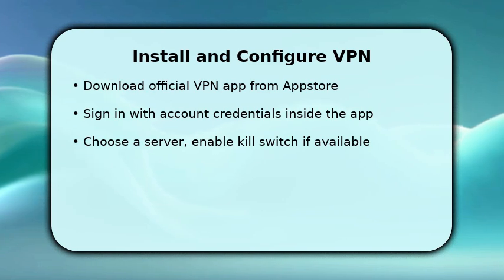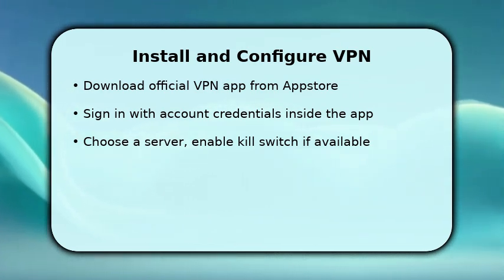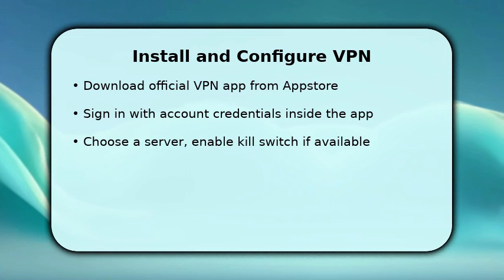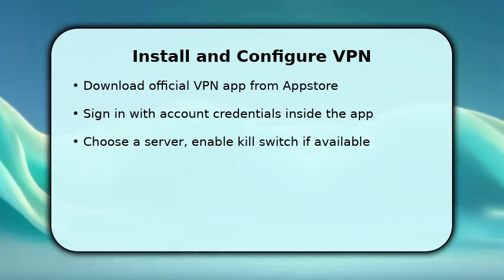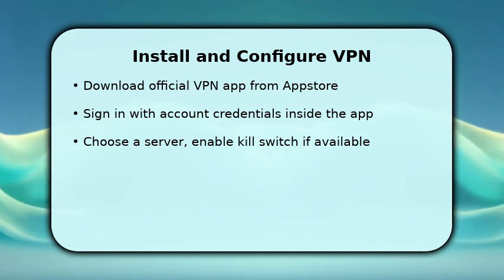Select a server location based on speed or content access needs, and toggle features like auto-connect and kill switch for safety. If the app asks about split tunneling, decide whether to route only specific apps through the VPN. Test the connection by streaming a region-restricted app to confirm access.